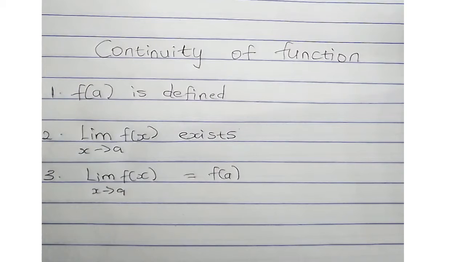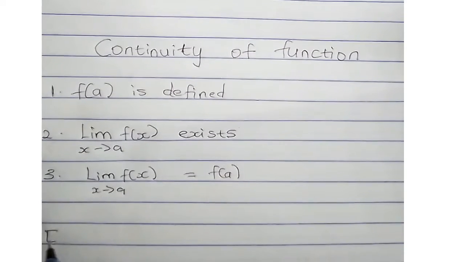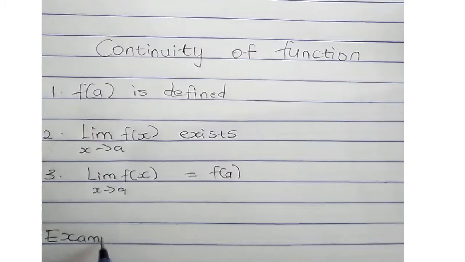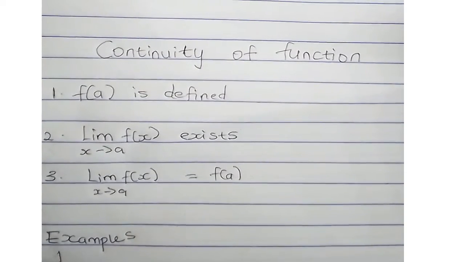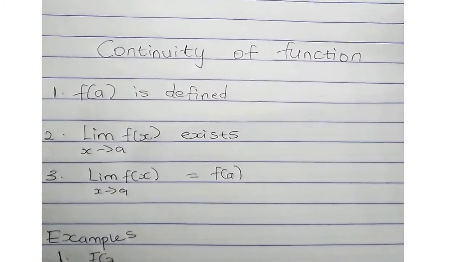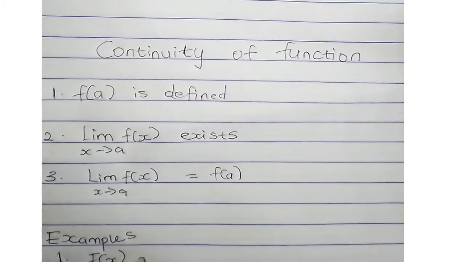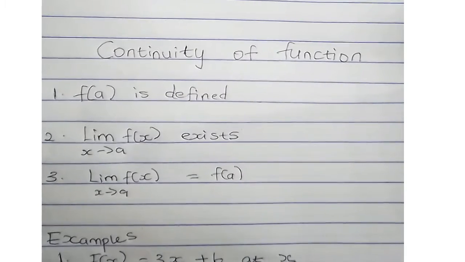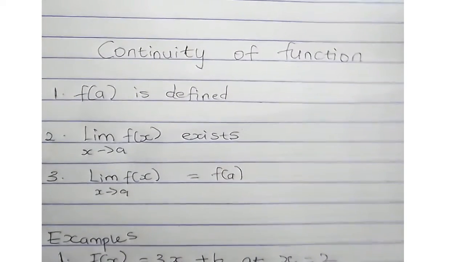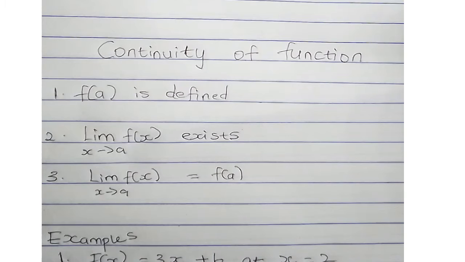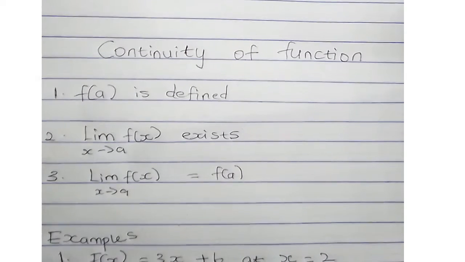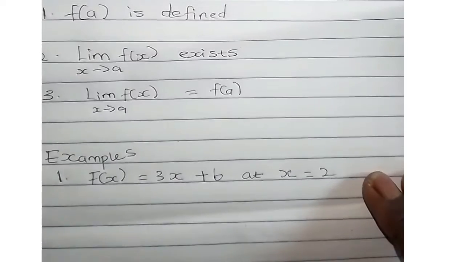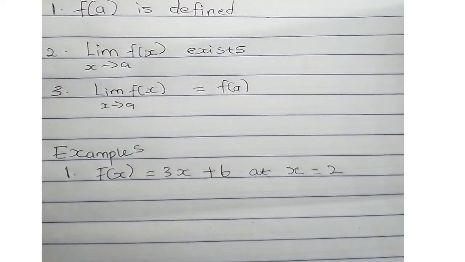Now we're going to take some examples on the continuity of a function. The first example is: given a function f of x equals 3x plus 6 at x equals 2. We're going to check if this function is continuous, so we're going to follow the three conditions.